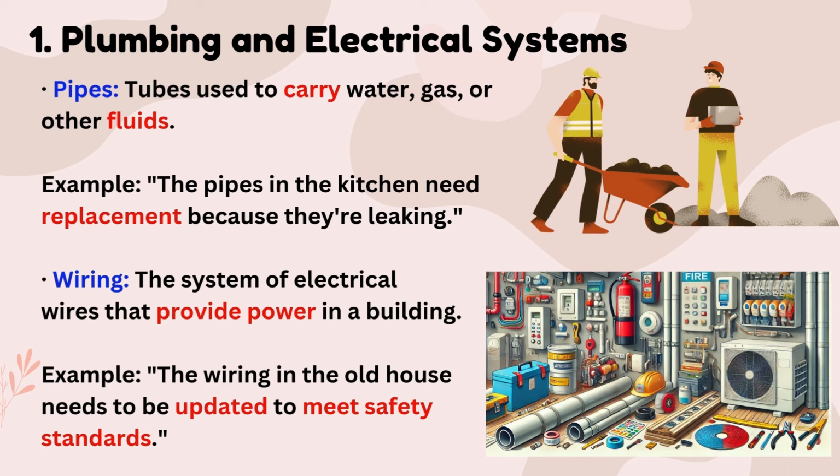Example: the pipes in the kitchen need replacement because they're leaking. Wiring: the system of electrical wires that provide power in a building. Example: the wiring in the old house needs to be updated to meet safety standards.